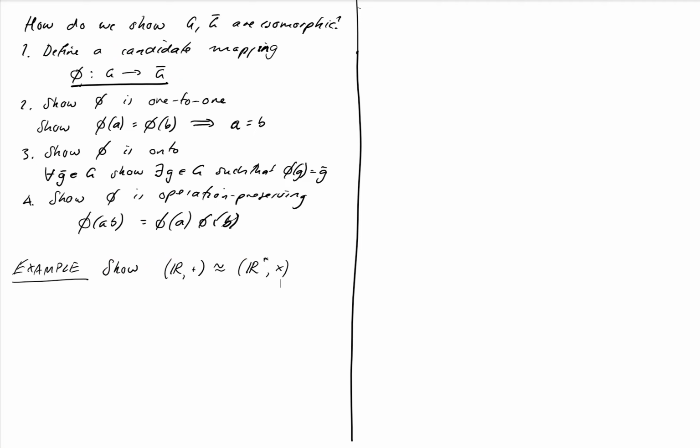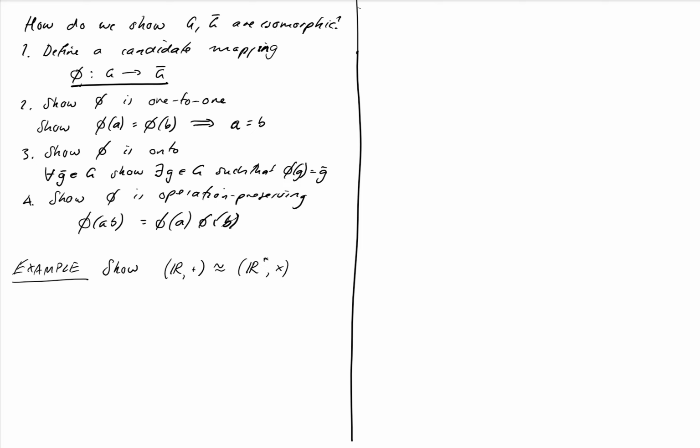So here's our first example. We're going to show that the real numbers under addition are isomorphic to the positive real numbers under multiplication. So maybe if we think for a second, what kind of function takes addition to multiplication and vice versa? So we need to come up with a mapping that takes real numbers onto positive real numbers, where addition is turned into multiplication. Maybe you might even want to pause the video and do so.